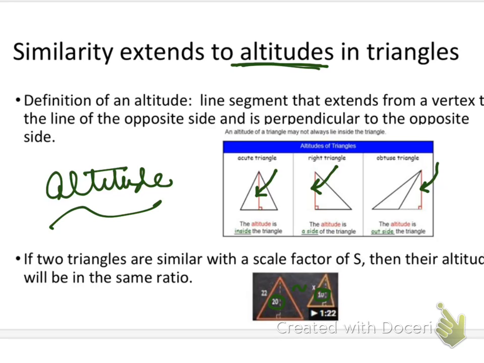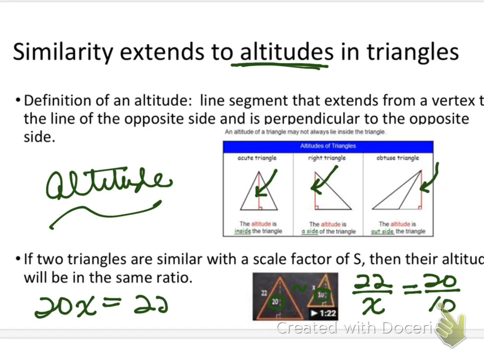So I'm going to say 22, that's the side length, is to x, which is the missing side length, just like 20, which is the altitude, is to 10. Okay, so you're going to do your cross products, and I can see right away that x is going to be 11. But let's say you didn't see that. Doing your cross products, I'll do it over here to the left, 20x equals 220. Divide by 20, divide by 20, and you're getting x equals 11.